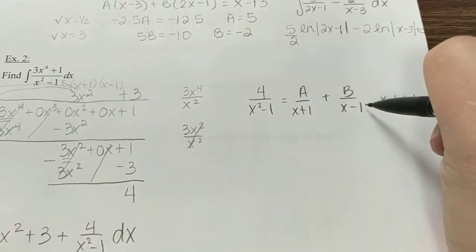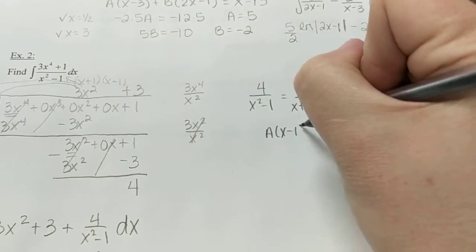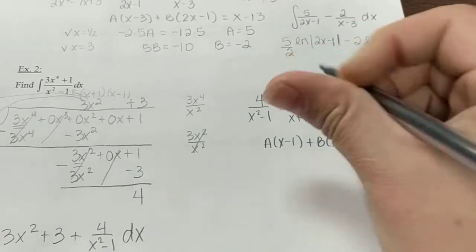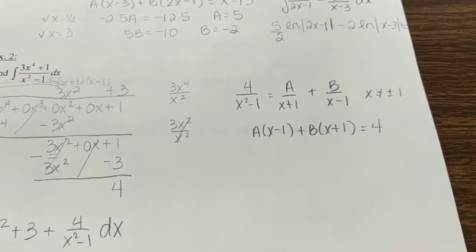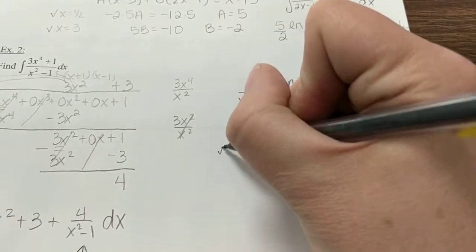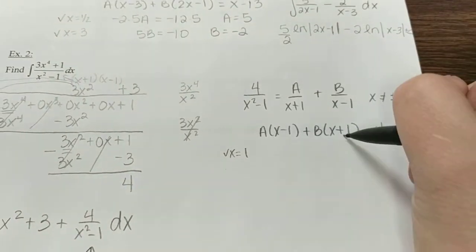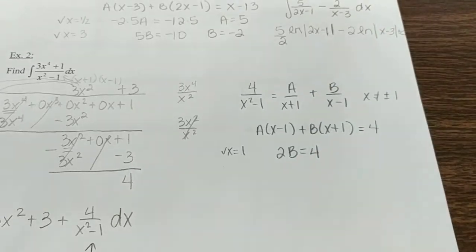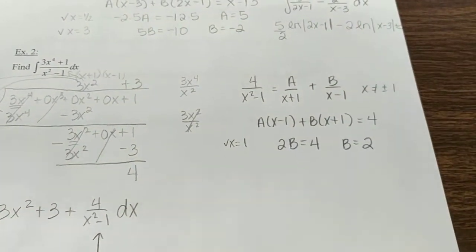So I'm going to go ahead and write my equation. Cross multiply. So a times x minus 1 and b times x plus 1. And we want that to equal the top. So that's kind of nice. We don't have to plug into anything over here on the right. And now I check those domain restrictions. So I'm going to check x equals 1 first. So I get a 0 here. 1 plus 1 is 2. 2b equals 4, so b equals 2.